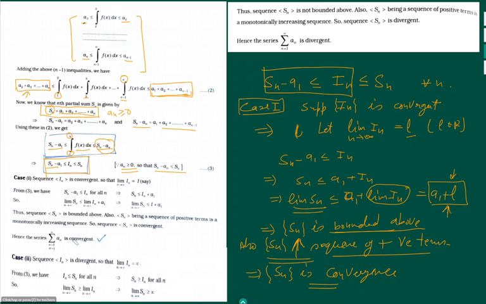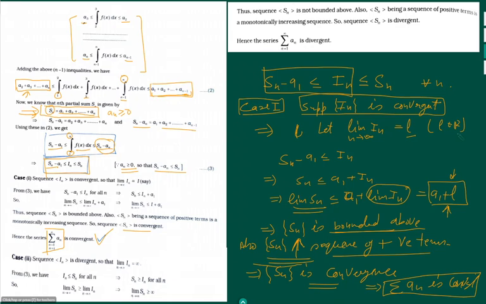So Sn is convergent, and Sn is what? Sn is the sequence of partial sums of an. So that means the series an is convergent. So we have proved that if the sequence In is convergent, then the series an is also convergent. So one way we have proved that if In is convergent, then the series an is convergent.